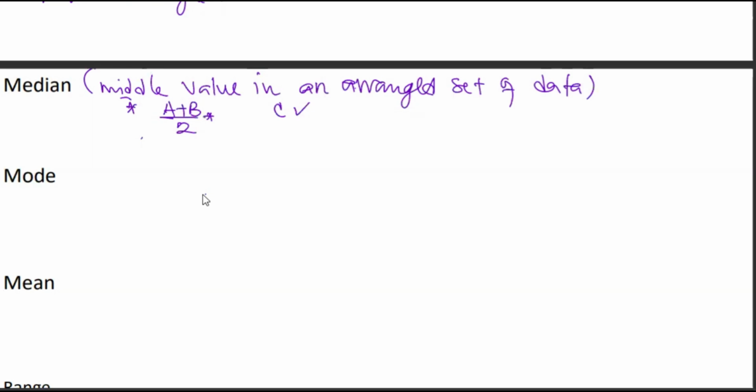Then mode, the number that appears most. Now, here we cannot say mode is 0. If there's no mode, we say no mode, or we say none, but don't say mode is 0, because 0 is a value.